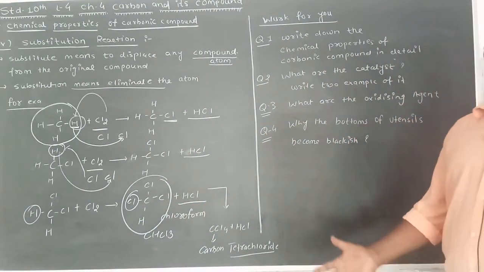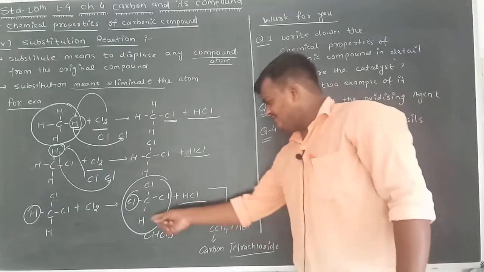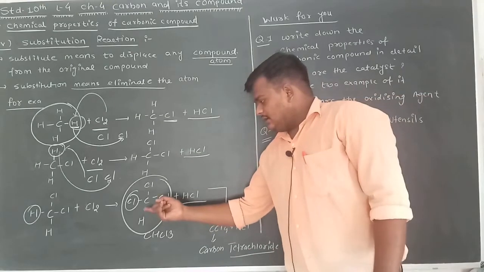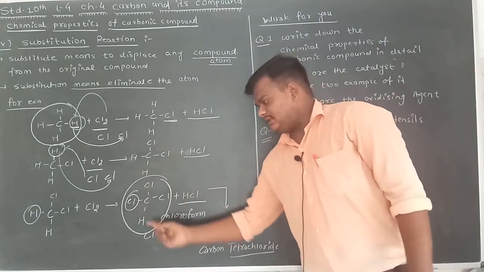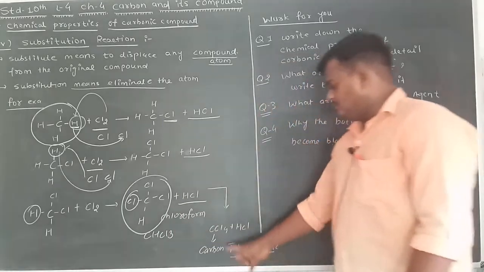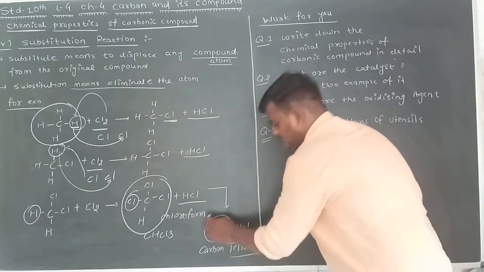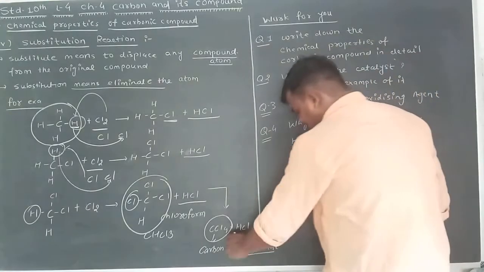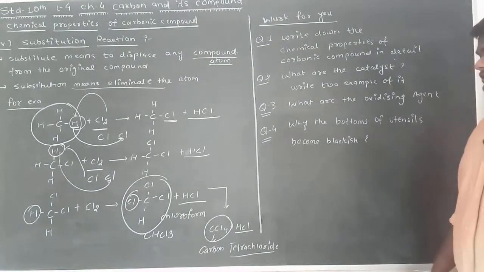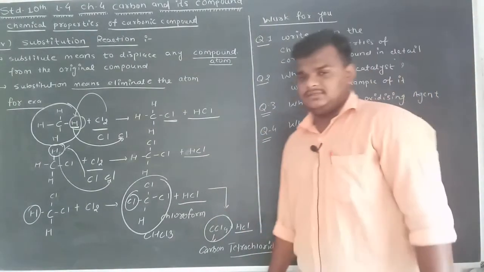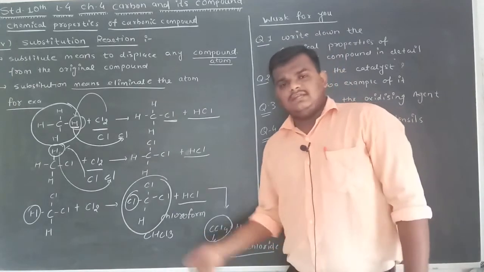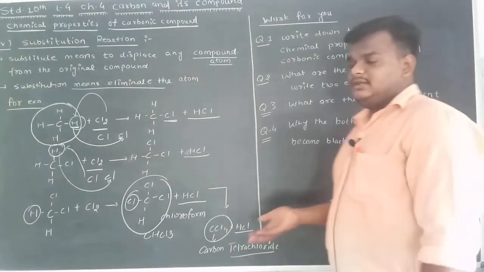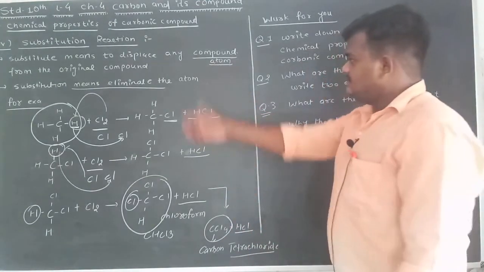And if we do further substitution reaction, all four hydrogen atoms are substituted by chlorine atoms. So this will become CCl4, and CCl4 is known as carbon tetrachloride, with the generation of HCl. So this is the substitution reaction. Substitution means to substitute any element from the original element or from any original compound.